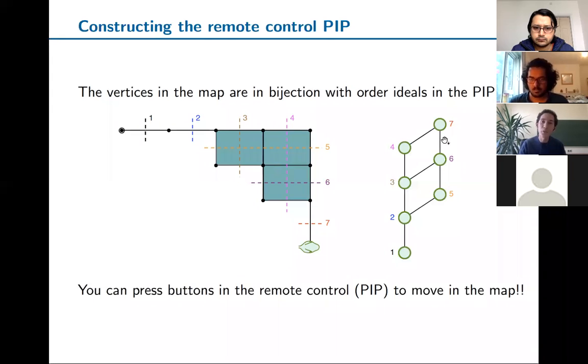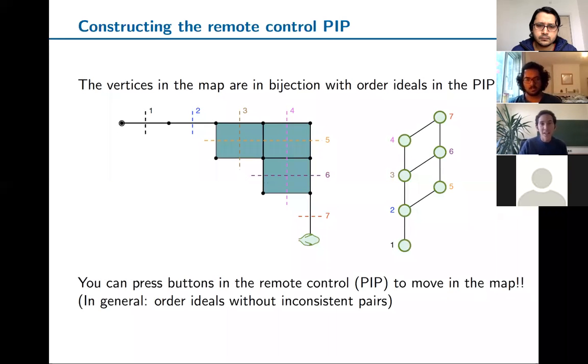Okay. And if you want to characterize the sets of buttons that are pressed, these are called order ideals. An order ideal is a set of points in your PIP such that if you have a point that is pressed, everything that is below it has been pressed as well. And this makes complete sense because if you want to press 7, everything below 7 needs to be pressed, because in order to cross the hyperplane 7 or the cat 7, you have to cross all the other hyperplanes before. Okay.